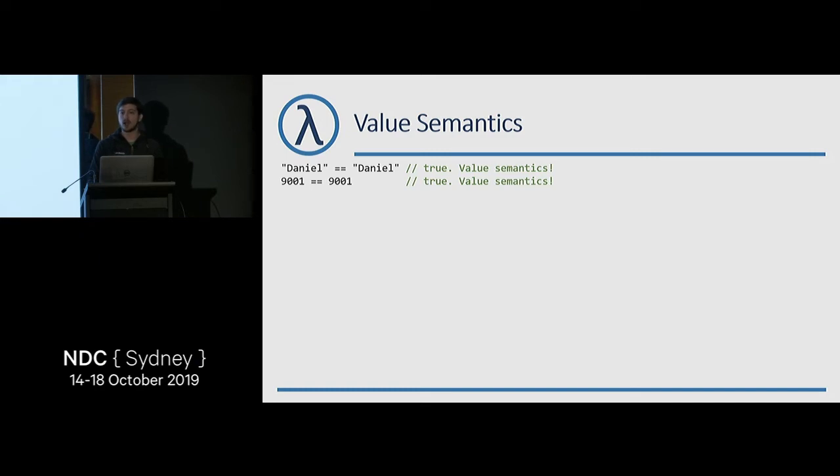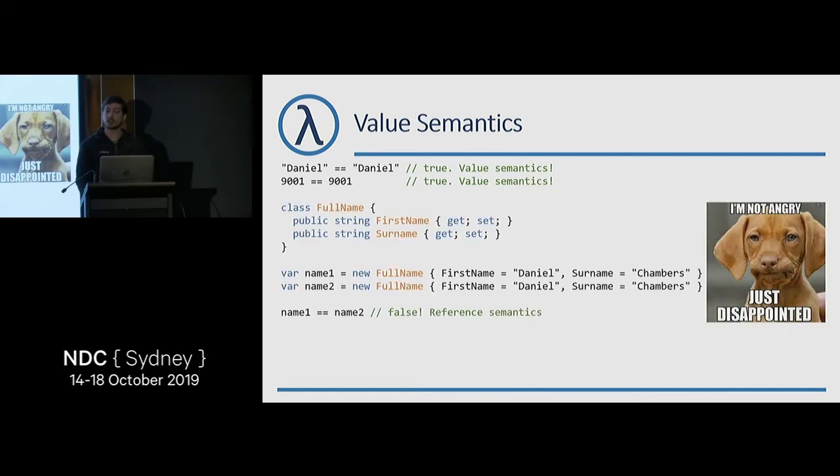So let's talk about value semantics. Types behave with value semantics when 2 different instances of the same value can be compared for equality. So for example, in C#, strings and integers have value semantics. You can have 2 instances of the same string in memory, but if they're compared with equals, they're considered to be the same. However, in C#, when you define new classes, they behave with reference semantics and not with value semantics.